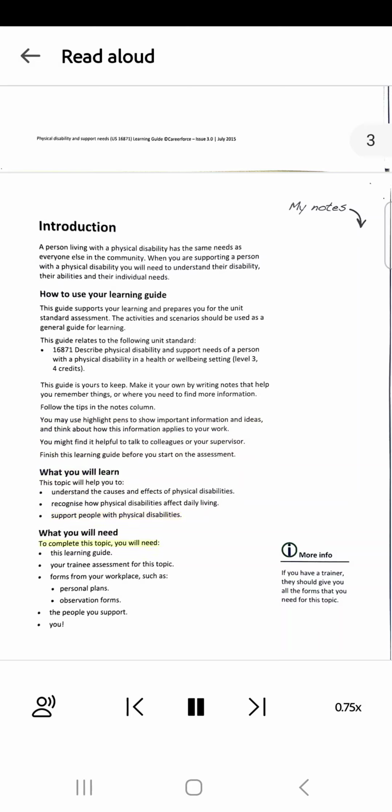What you will need to complete this topic. You will need this learning guide, your trainee assessment for this topic, forms from your workplace, such as personal plans and observation forms, the people you support, and you. One more thing: if you have a trainer, they should give you all the forms that you need for this topic. Physical Disability and Support Needs, US16871, Learning Guide, Careerforce, Issue 3.0, July 2015.